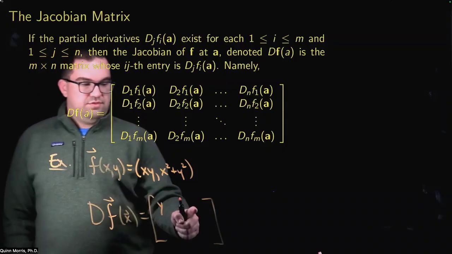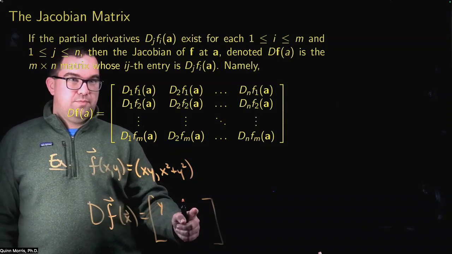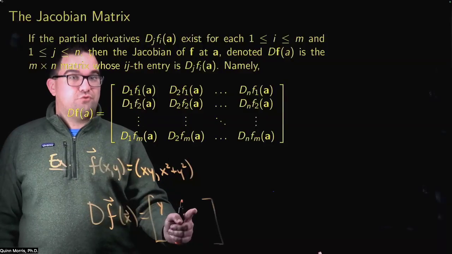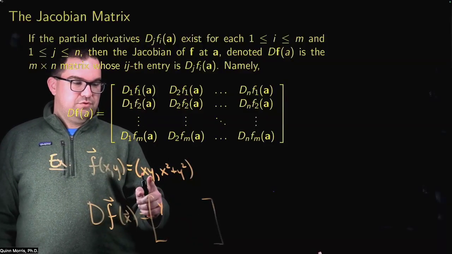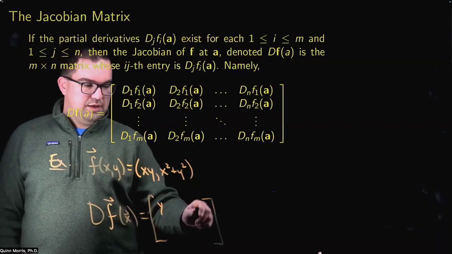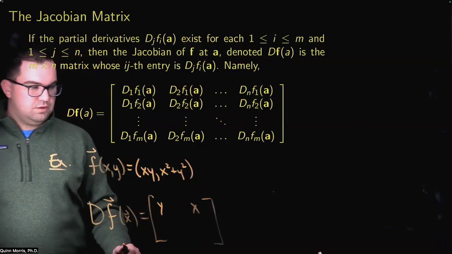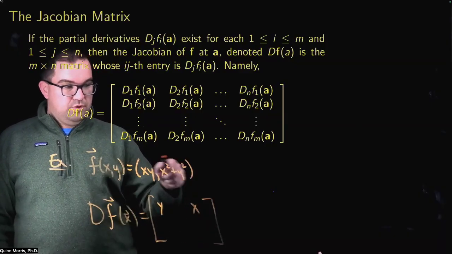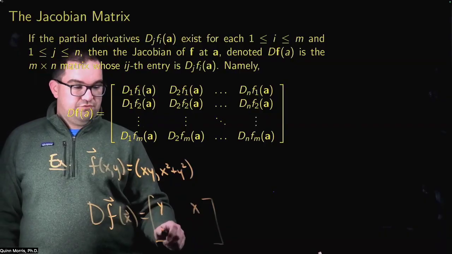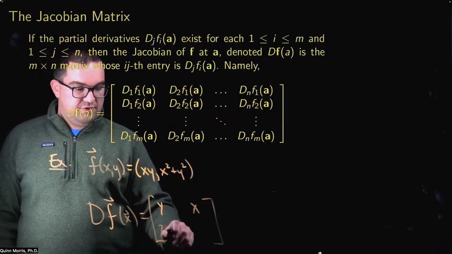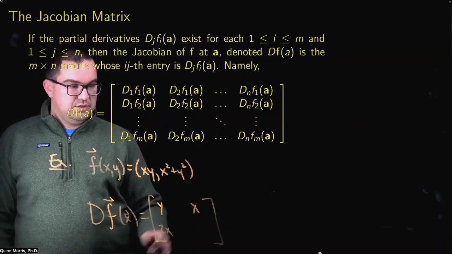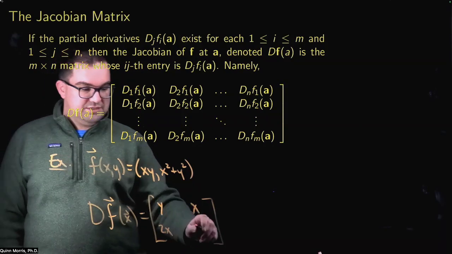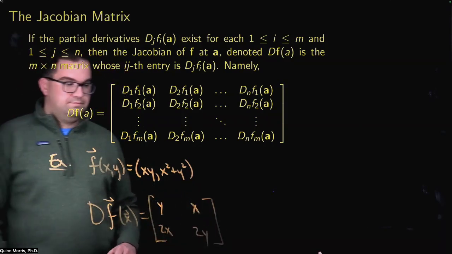Now, this entry is still in the first row, but now in the second column, that's the derivative with respect to the second variable of the first component function. So the derivative with respect to y of x times y. So that's just an x. If you now want to get the second row, we're looking at the second component function. In the first column, we get the derivative with respect to the first variable. That would just be 2x. And then in the second row, second column, we get the derivative with respect to the second variable, 2y.